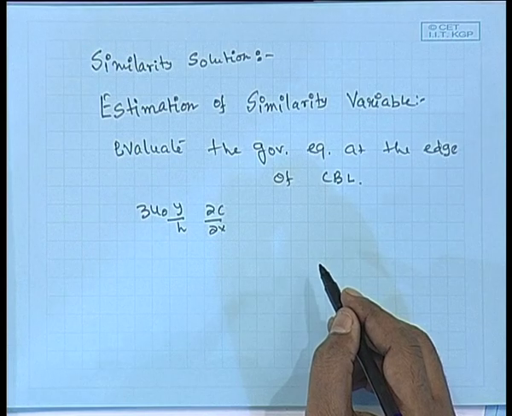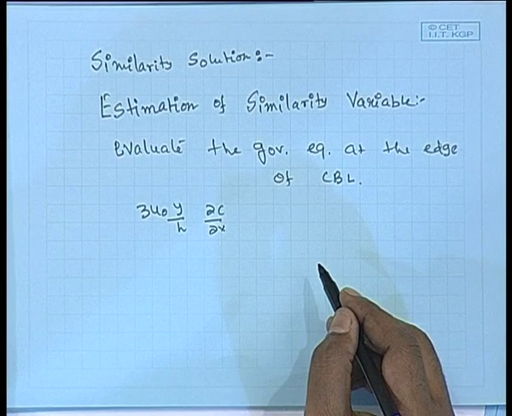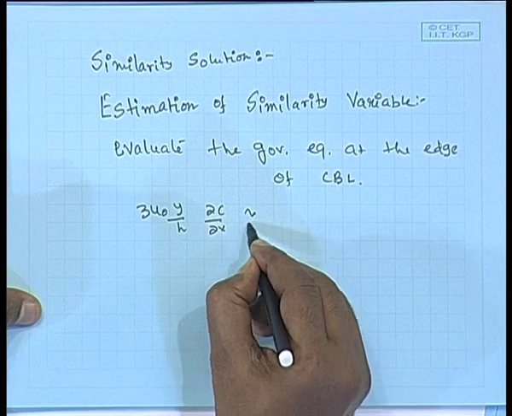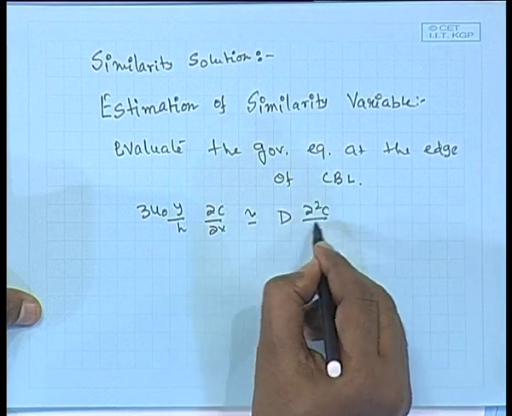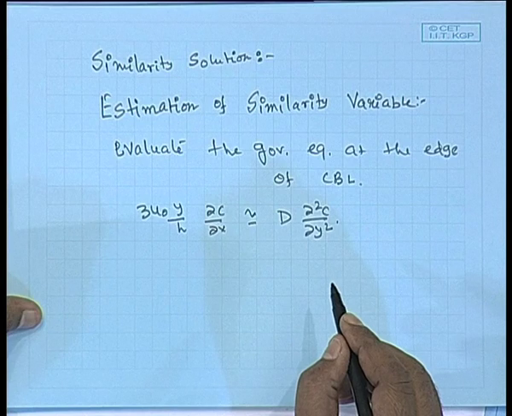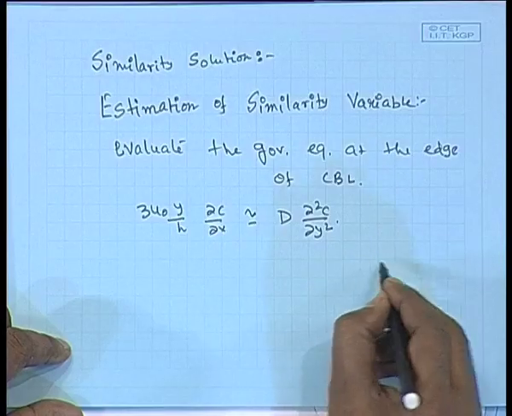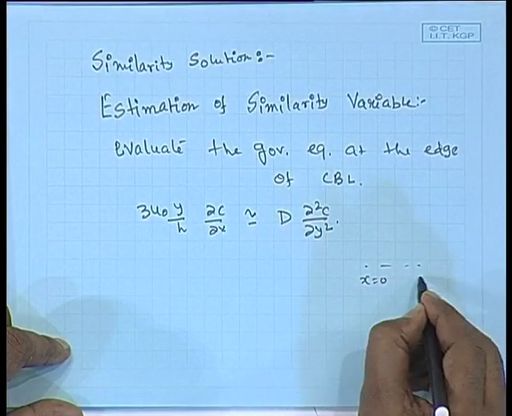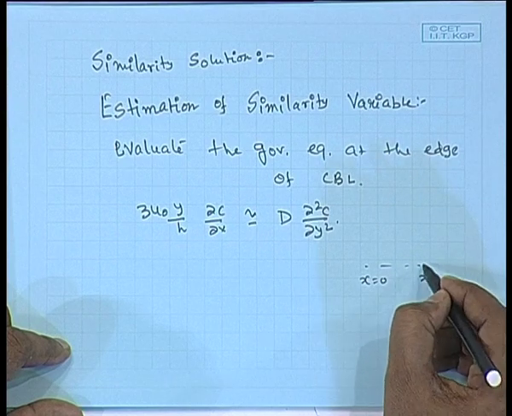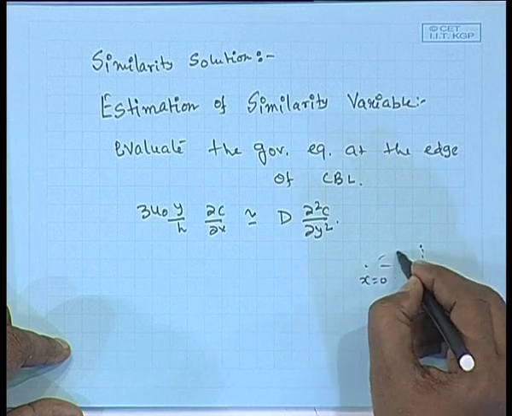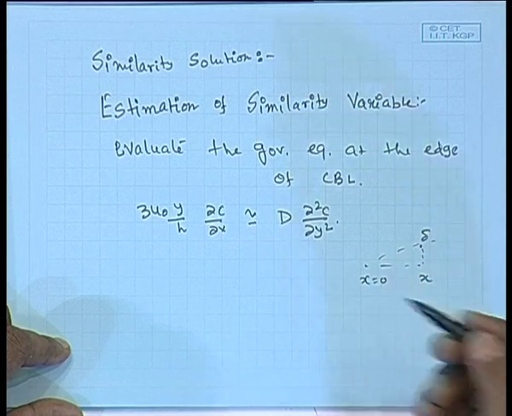At the edge of the boundary layer, c is equal to c naught and del c del y will be equal to 0, right. So, since del c del y is 0, the second term will be off. So, this will be roughly equal to d del square c del y square. Now, starting from x equal to 0 to any x location, at this x location the value of the concentration boundary layer is, let us say, some arbitrary delta.